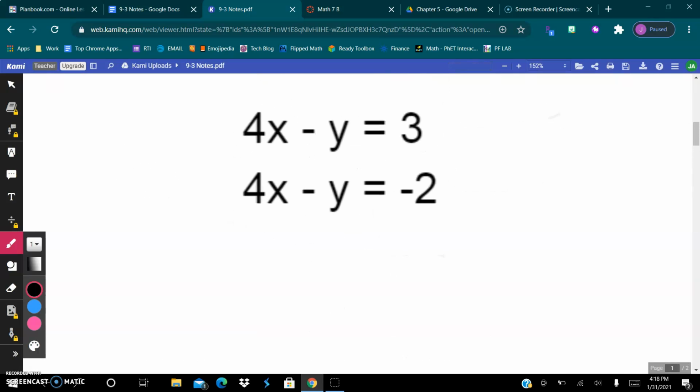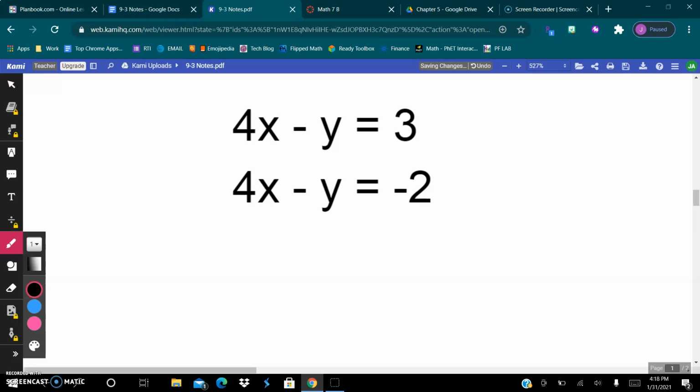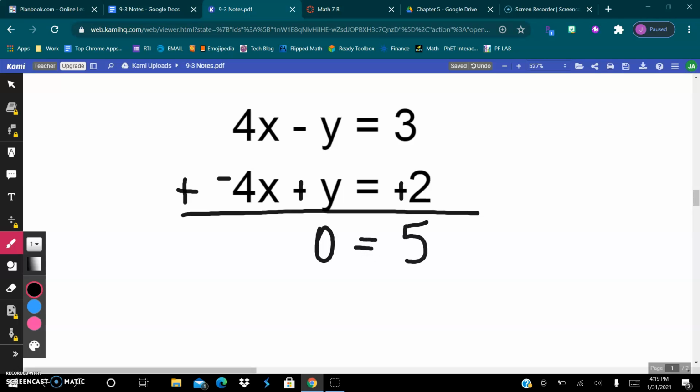All right, and then this one, I noticed that the x coefficients are the same, and the y coefficients are the exact same. So I can subtract, or I can add and just go through and make everything opposite before I add. So 4x plus a negative 4x is going to be 0. Negative y plus a positive y is going to be 0. So everything's going to cancel out here. And then I have 3 plus 2 over here, which would be 5. So 0 equals 5 is not true, so this is no solution.